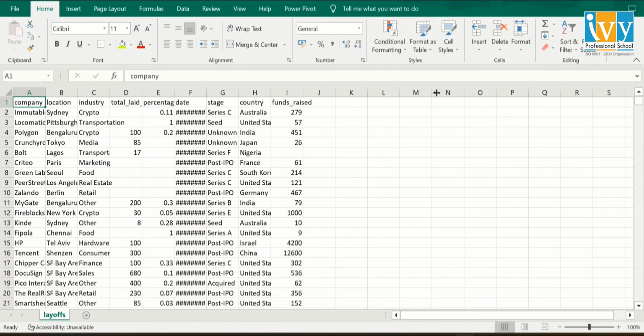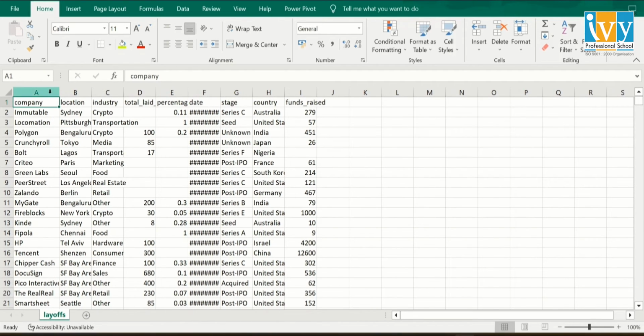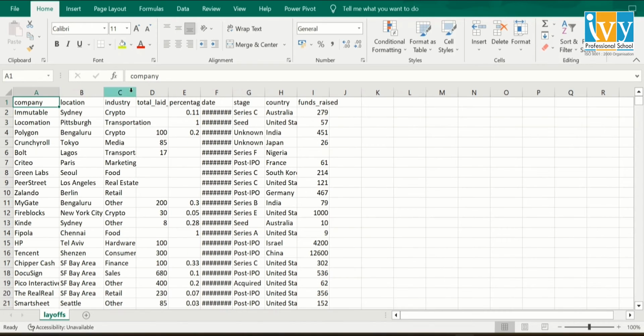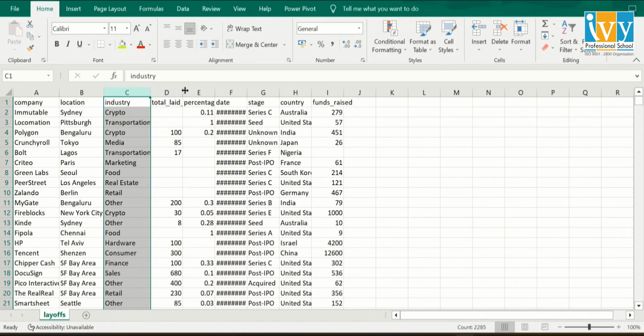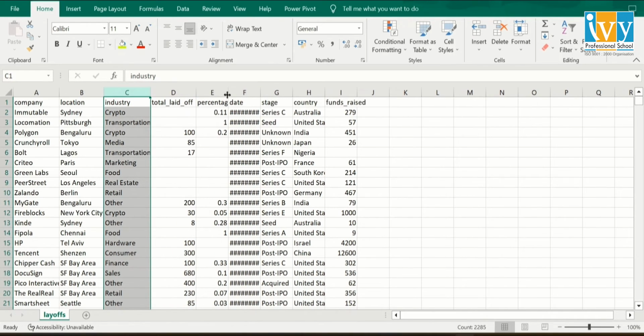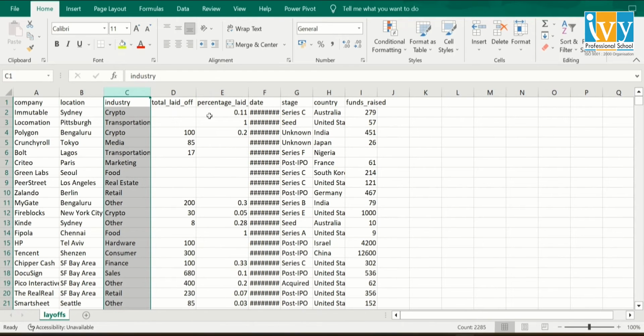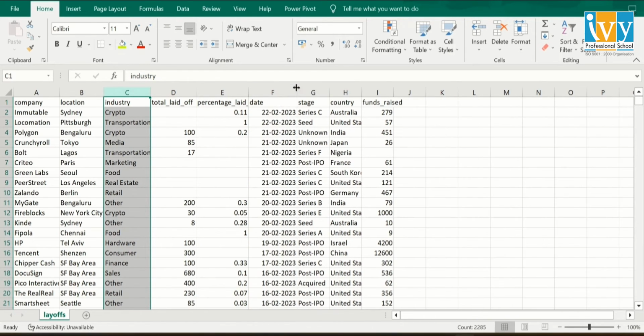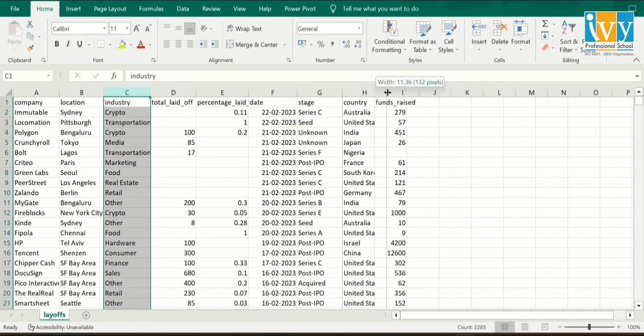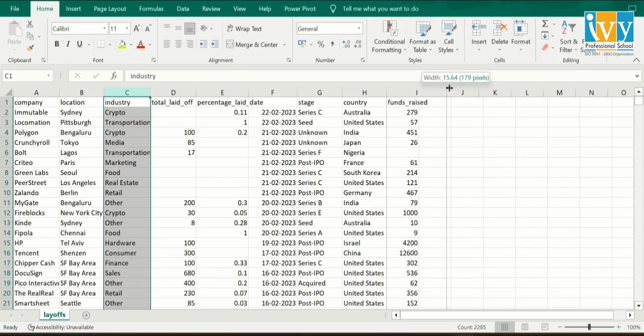This is the data set I have used for my project. Here there are 9 columns. The columns cover the company which laid off the employees, the location of the company, the industry that company belongs to, the total layoff from the company, the percentage of employees that were laid off, the date of the layoff, the stage of the funding, the country of this company, and the funds raised by the company.